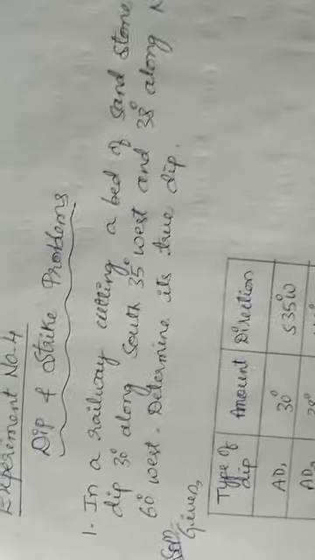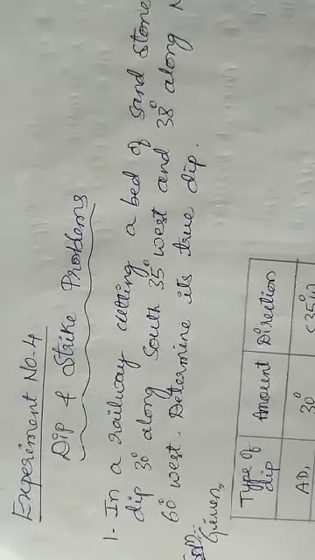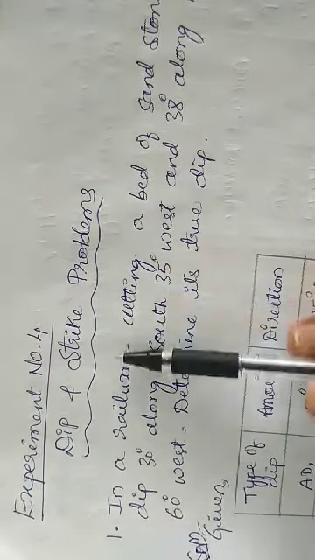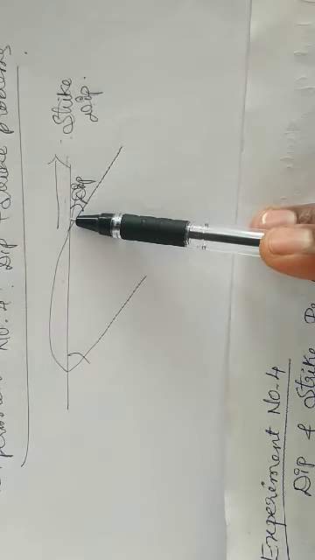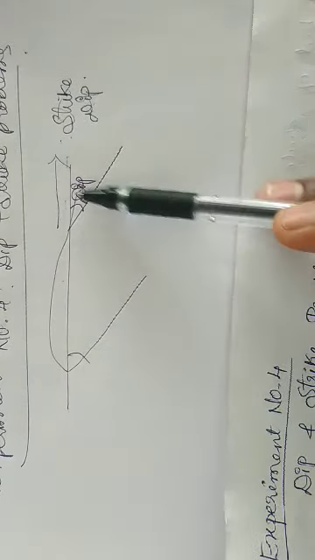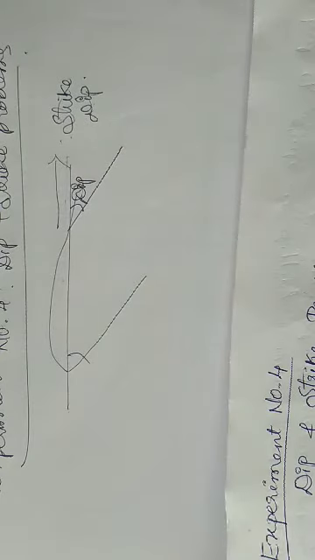Dear students, in this video we will study experiment number 4, that is dip and strike problems. Before going for the problems, we need to know what is dip and what is strike. Consider this as the ground surface and this is the rock which is exposed on the surface of the earth, and this is the way in which it is present below the subsurface. Then the direction in which the outcrop is exposed is called the strike. The angle of inclination with respect to the horizontal surface is called the dip. These are the two different terms which we need to know.